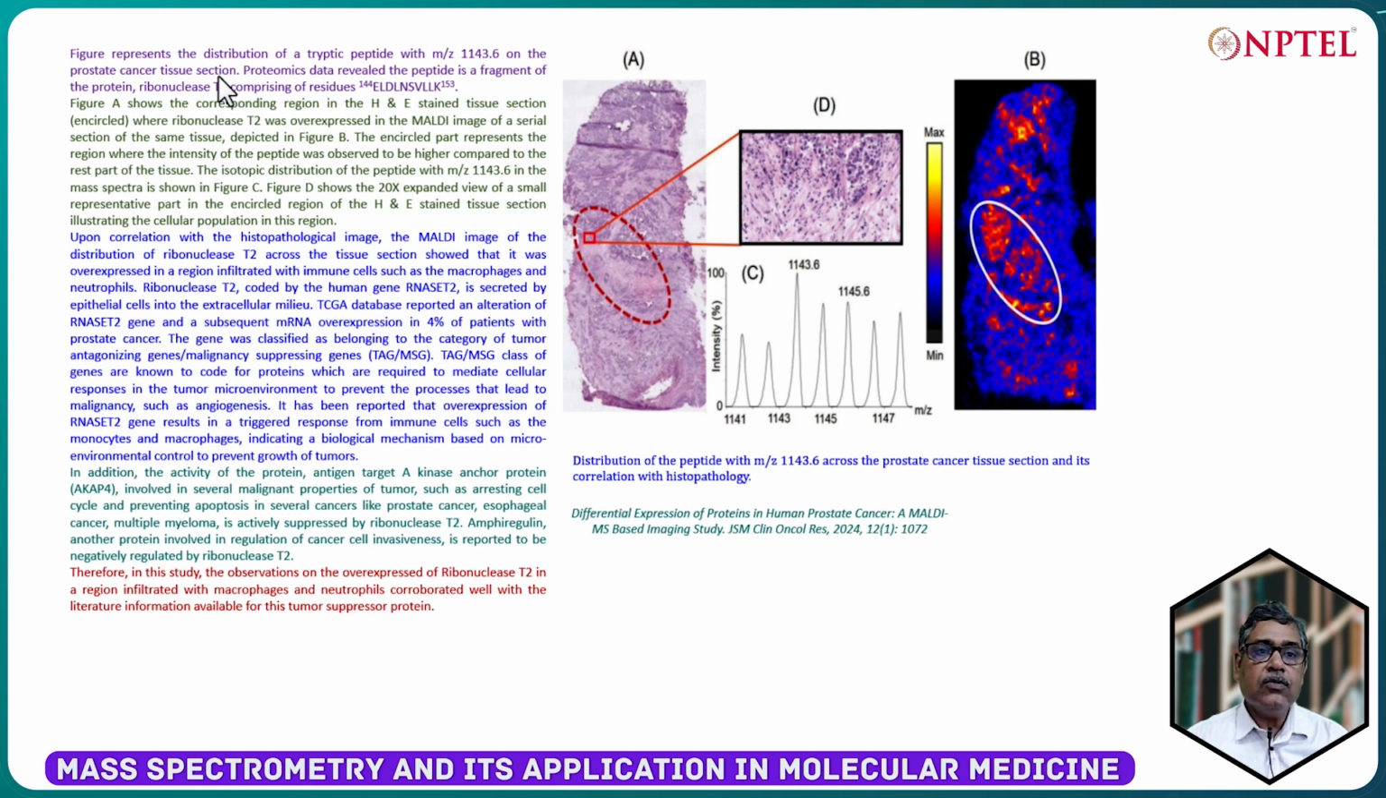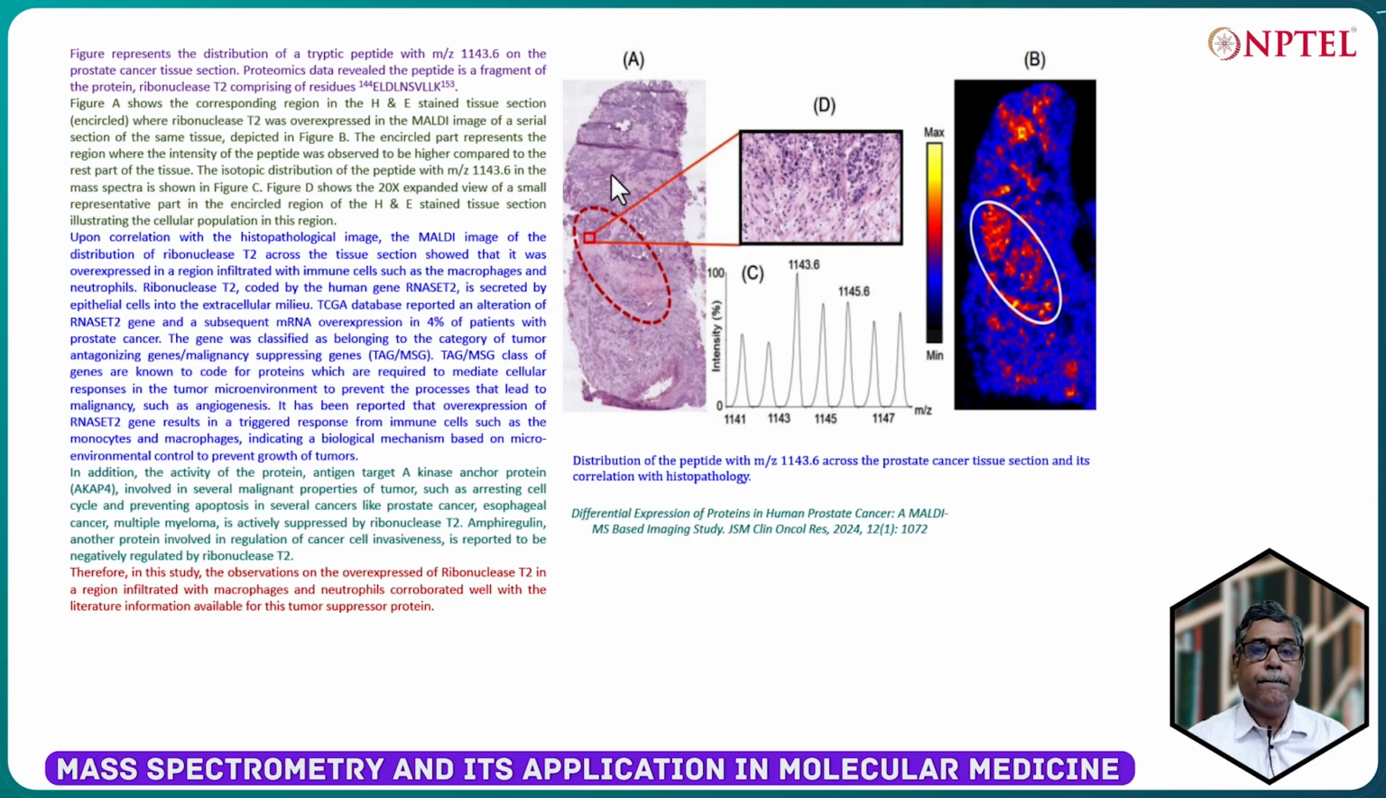Now, proteomics data, which obviously must be used, characterizes the protein. That data revealed that the peptide fragment is from the protein ribonuclease T2, comprising residues 144 to 153, that stretch. Figure A corresponds to a region in the H&E stained tissue section, encircled here, where ribonuclease T2 was overexpressed in the MALDI image.